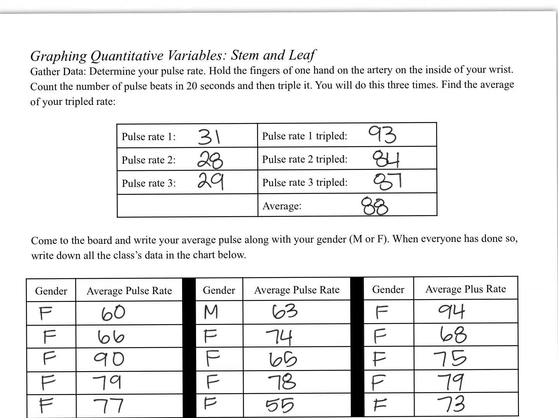Next, we're going to look at stem and leaf plots. So in class, we gathered data about pulse rate. We either used the artery on the inside of our wrist or our carotid, found our pulse for 20 seconds at a time, 3 times, and then we tripled it.